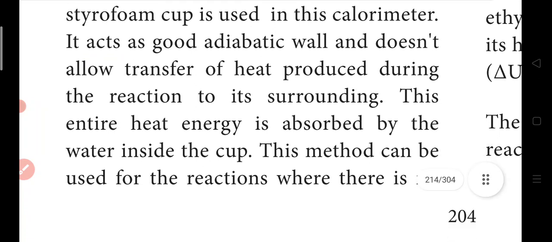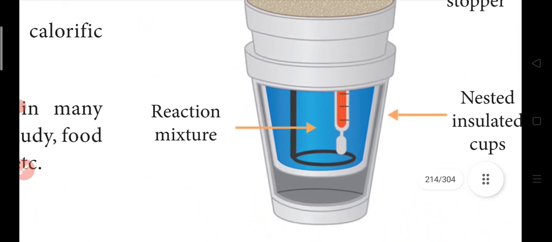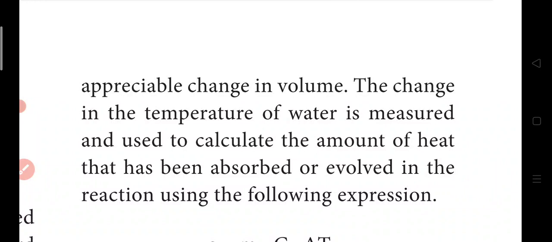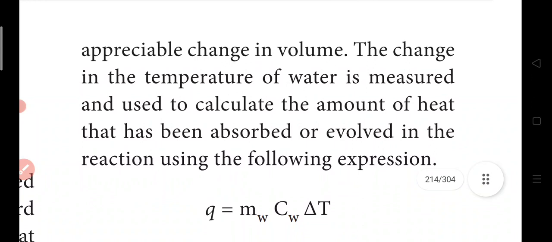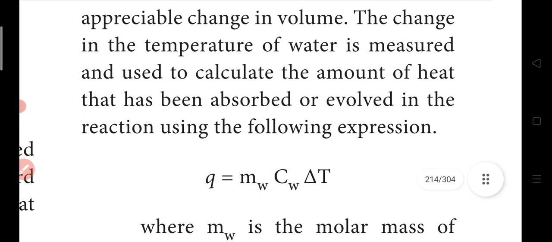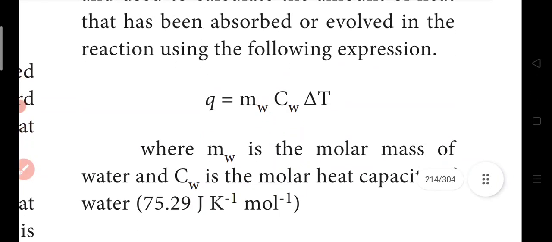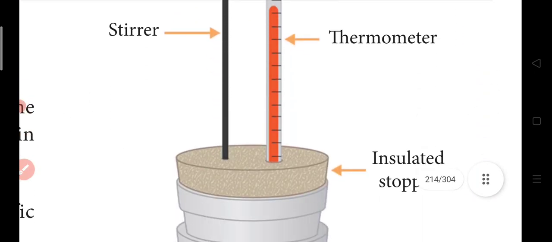So easy-aaga enna aagum, idhulayum water vazhiyaaga heat vandhu dissipate aagudhu, namma thermometer vachu calculate pannikalaam. So this method is used for the reaction where there is no appreciable change in volume. So same way, oru periya change illaadha maadhiri volume-a namma constant-aaga maintain panra maadhiri examples andha maadhiri niraya use pannalaam. So the change in the temperature of water is measured and used to calculate the amount of heat. So by using the formula, Q is equal to mass of water, molar heat capacity of water and change in temperature. So if you can see, this is the setup.